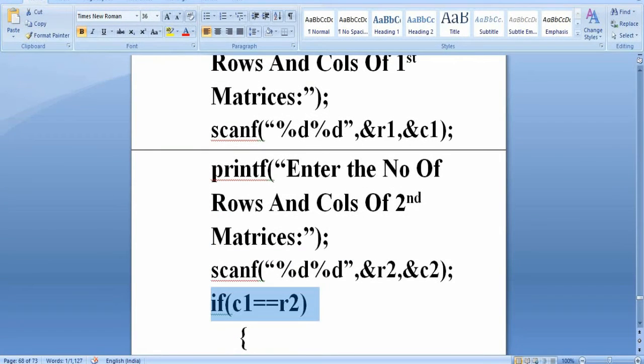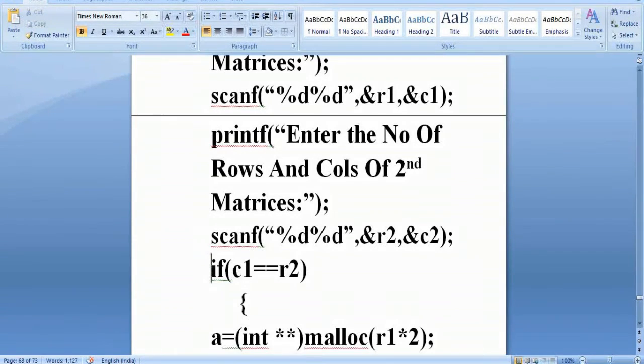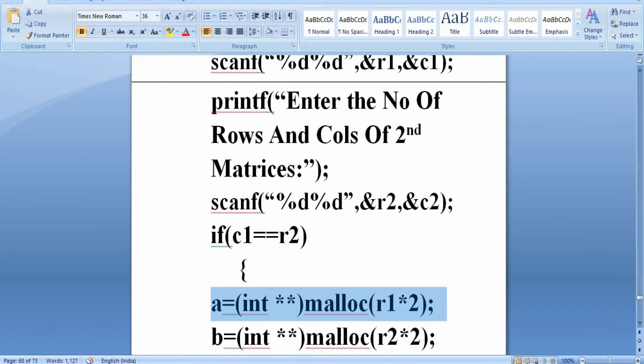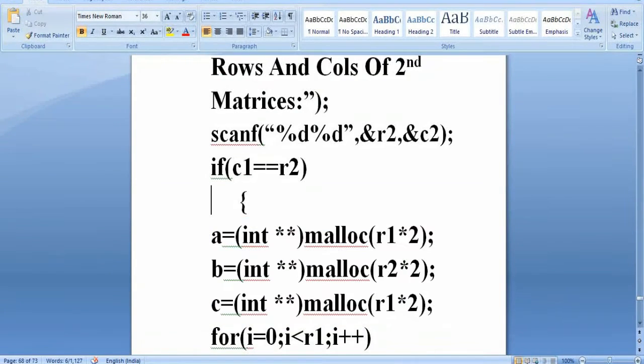Our condition is that the number of columns of the first matrix should be equivalent to the number of rows of the second matrix, then only multiplication is possible. If C1 is equivalent to R2, then we write this: allocation of dynamic memory for A, B and C rows. A's number of rows is R1, B's number of rows is R2, and C's number of rows is R1, with C2 columns.